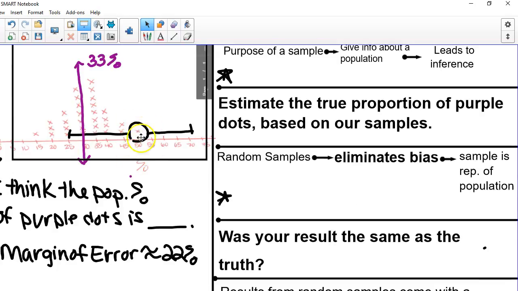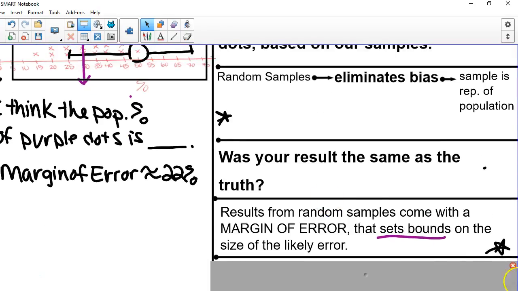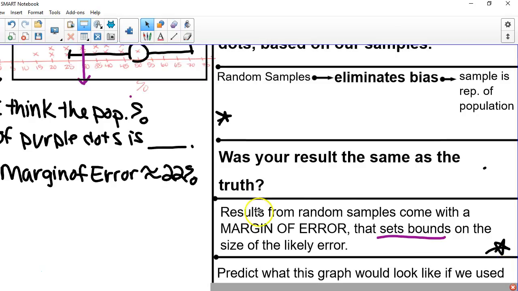Someone got 50% purple dots here. That's way off of 33%. Our margin of error was 22%. I build that black line here, and you can see that 33% is in that margin of error. So even though my margin of error is big, it did do its job. Let me know if there are more questions about that.